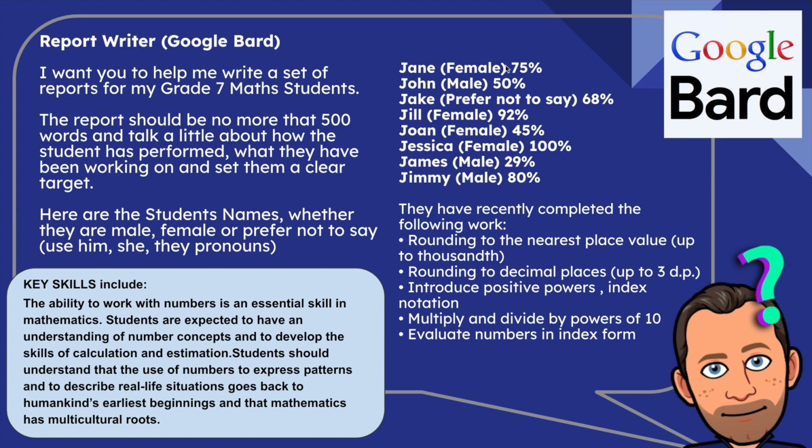So Jake, this is the J class. James and Jimmy. These are the grades. Whether they are male, female, or prefer not to say, use he, she, they pronouns. They have recently completed the following work: rounding, decimal places, nearest place value, positive powers, index notation, multiplication and division of powers of 10, evaluate numbers in index form. And some of the key skills I've included here.